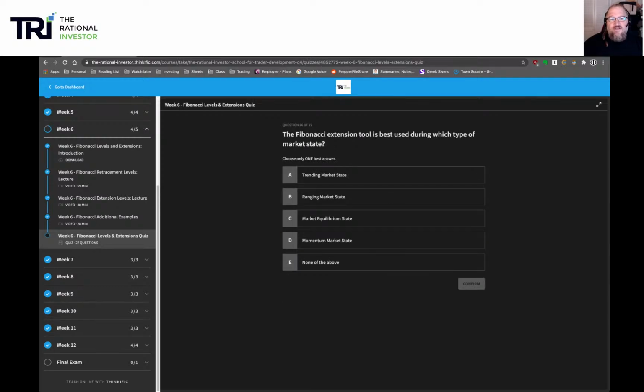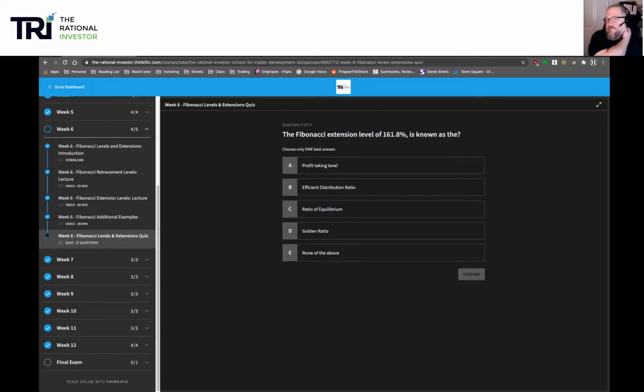And then the Fibonacci extension tool is best used during which type of market? The extension tool is best used during a trending market state. And the Fibonacci extension level of 161.8 is known as what? And that is the golden ratio.